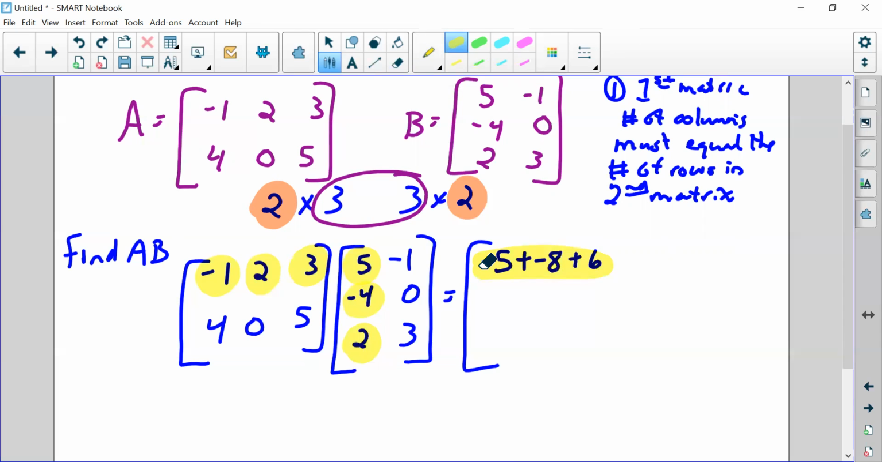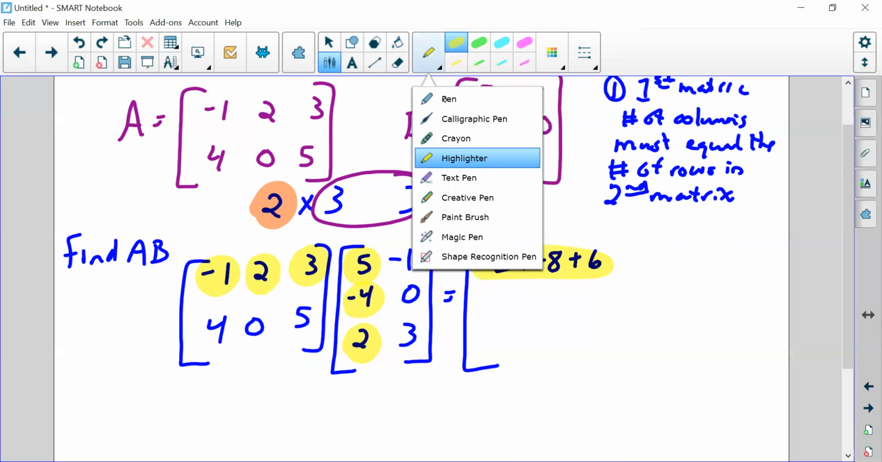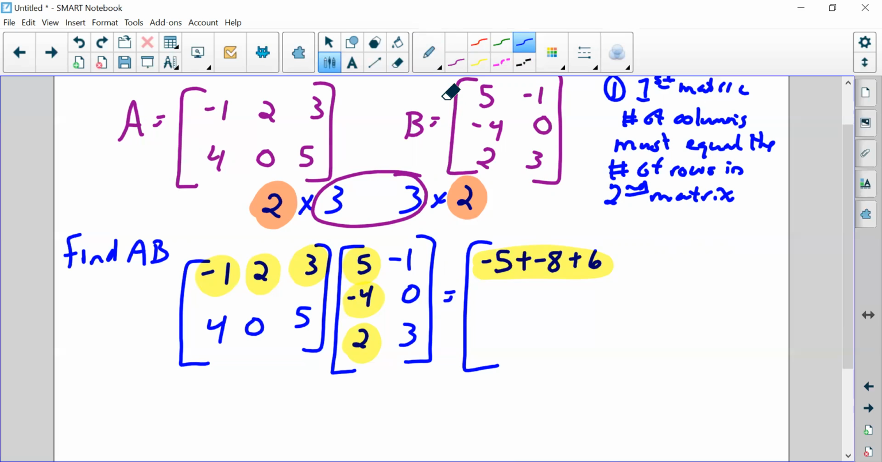And now I'm going to move on to first row, second column. So I take the first number here times the first number here. What does that give us? 1, plus, move over and down. 2 times 0, 0, plus, move over and down. 3 times 3, 9. I've done all of my first row, second column. So this is going to be my entry for my first row, second column.